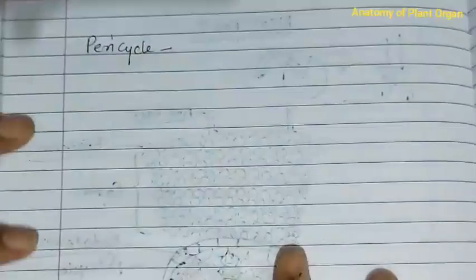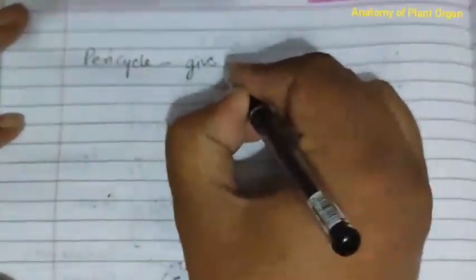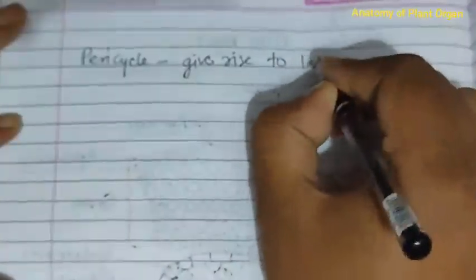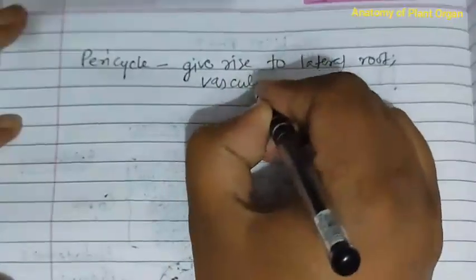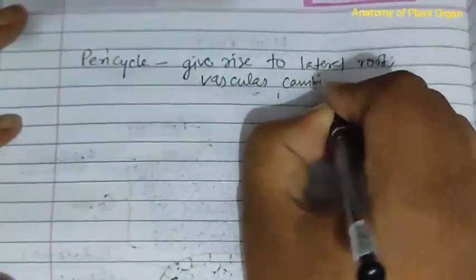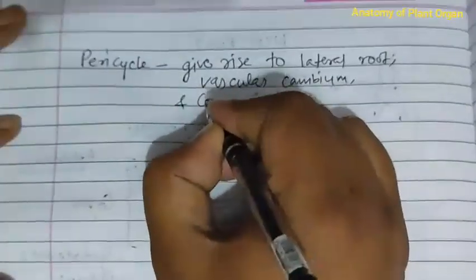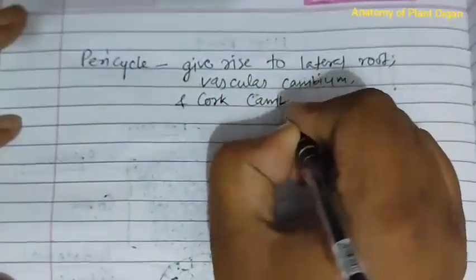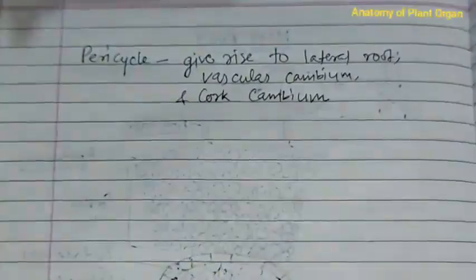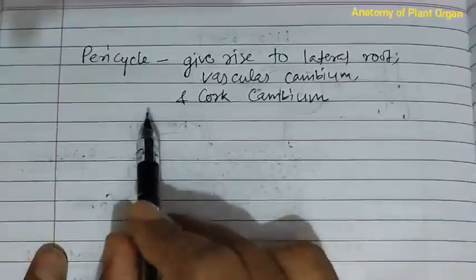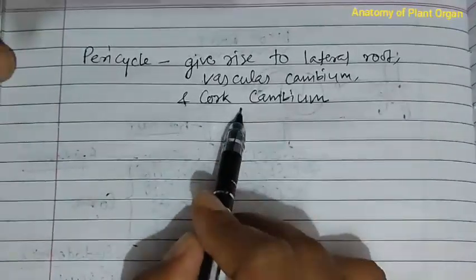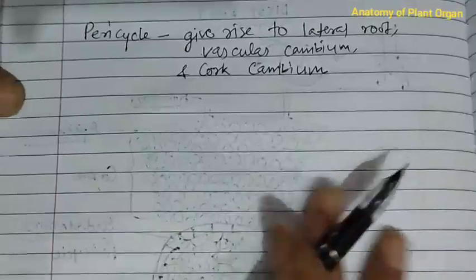Now important points start here: the pericycle of dicot root gives rise to lateral root, vascular cambium, and cork cambium. So this vascular cambium, cork cambium, and lateral root arise from the pericycle. How vascular cambium and cork cambium arise, that we will study in the secondary growth part.